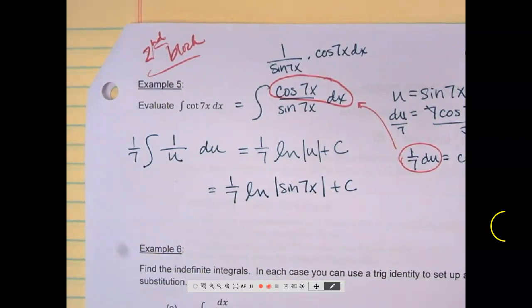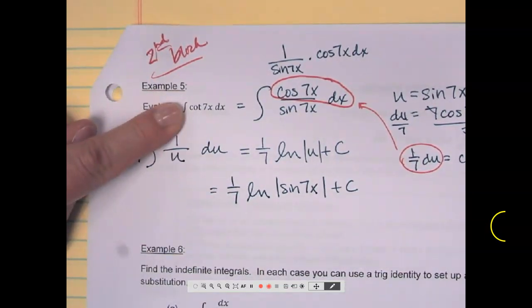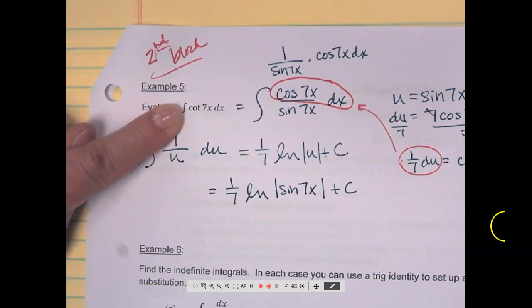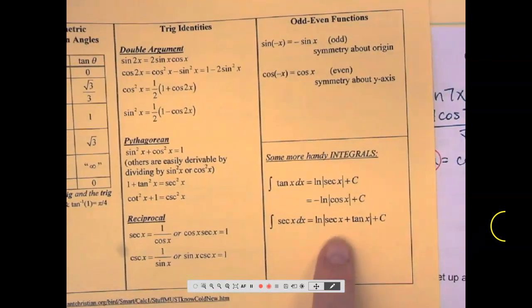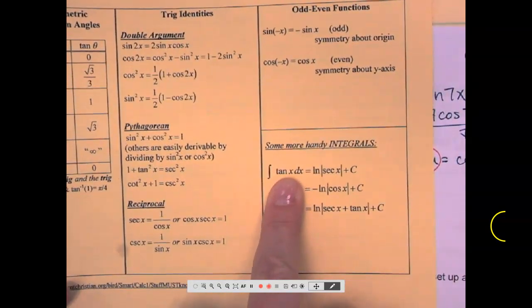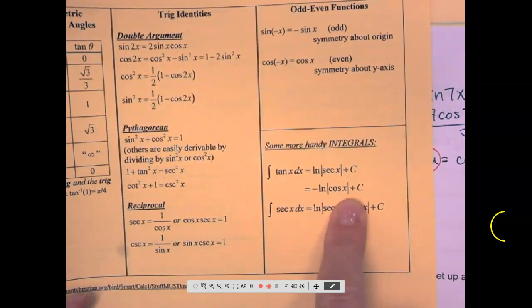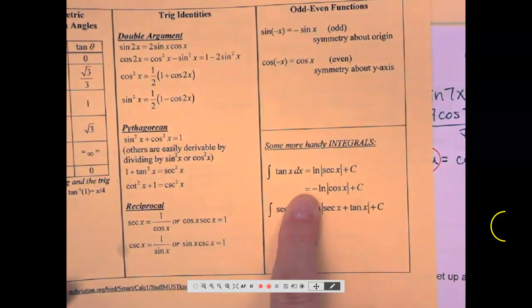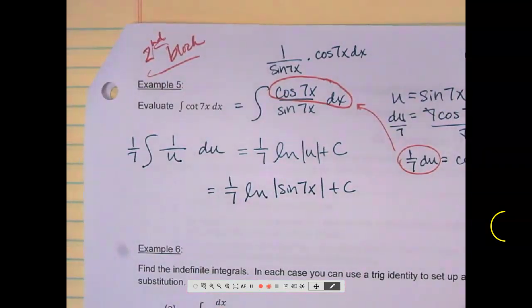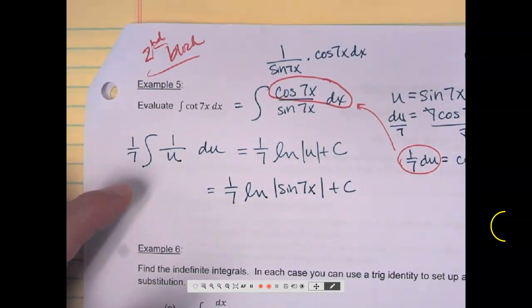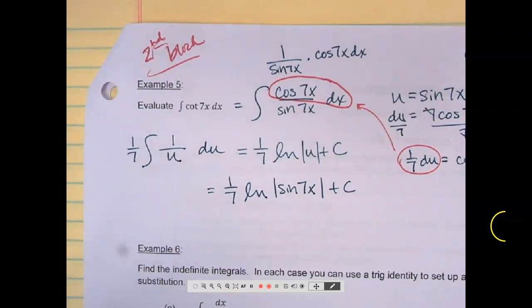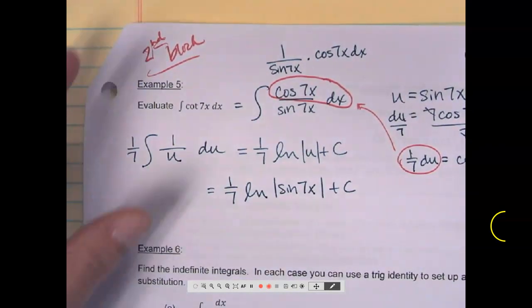Oh, and what if this was tangent instead of cotangent? Then I would use sine over cosine, and cosine would be the u value. On the back of your yellow sheet, you'll see tangent derivative, antiderivative is negative natural log cosine. Okay, so make your u where its derivative would be the same as whatever else you have. I'll be honest, sometimes I'll pick the wrong u, and you hit a dead end, and it just won't work, so you have to go back and say, okay, what else could u be equal to?